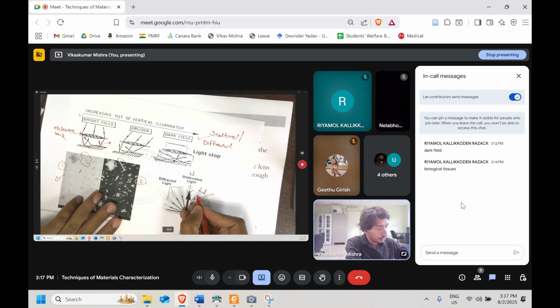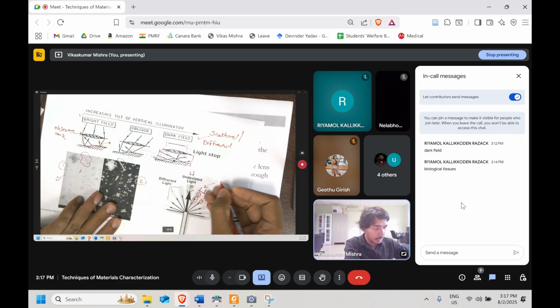See, this is a first order, and this is a second order, and this is a zeroth order. What we concluded from the entire thing is that in the dark field mode, we are only letting the first one pass. This is dark.